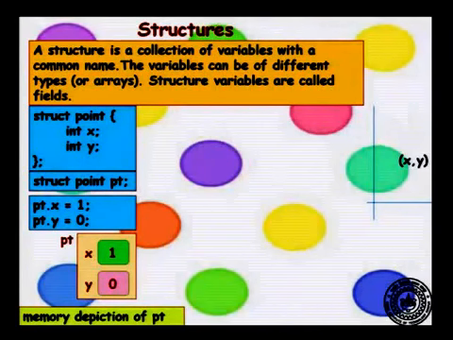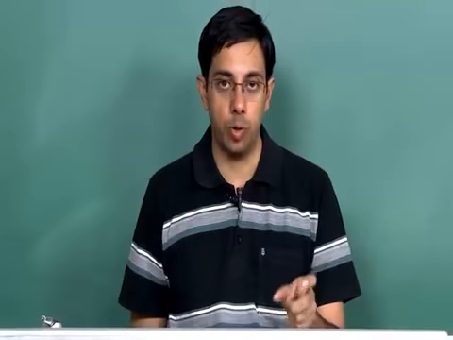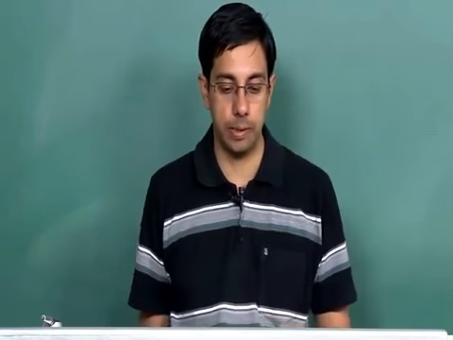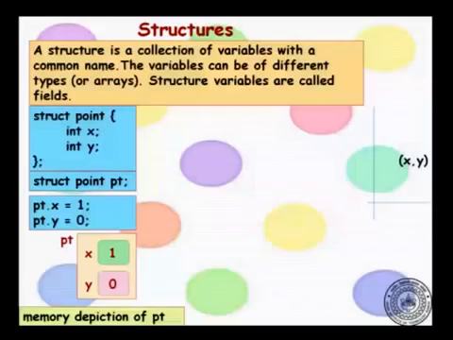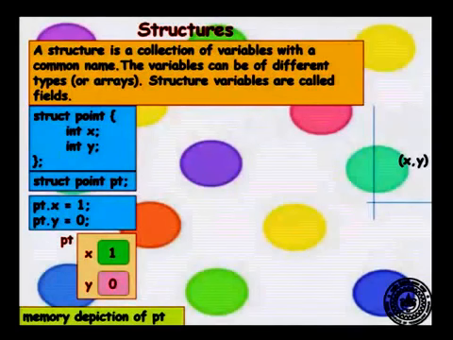This is unlike arrays. We know that in an array you can hold multiple values in a contiguous sequence, but all the values have to be of the same type. So what is different here with structures is that you can hold multiple values of different types in the same data type. Also the same data type can hold multiple subtypes within itself. So structure variables are called fields.